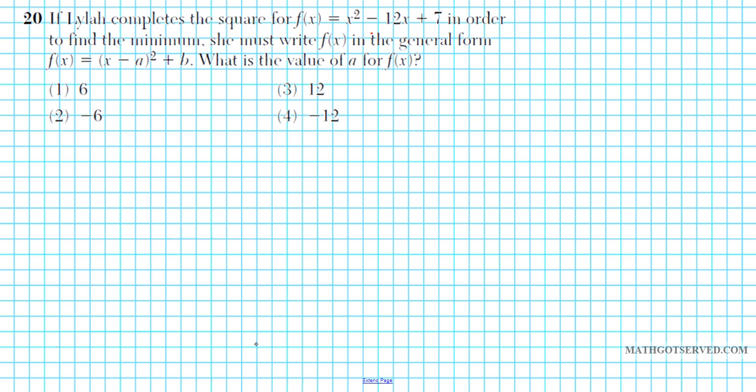All right, let's take a look at number 20. It says, if Lila completes the square for f of x equals x squared minus 12x plus 7, in order to find the minimum, she must first write f of x in the general form, f of x equals x minus a squared plus b. What is the value of a for f of x? So let's go ahead and complete the square here. We have f of x equals x squared minus 12x plus 7.